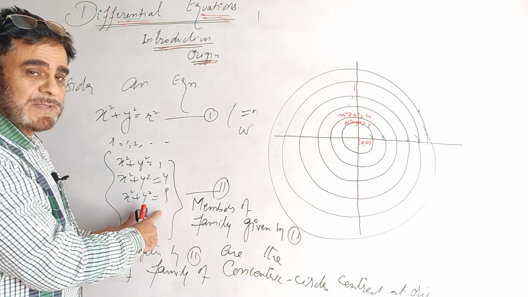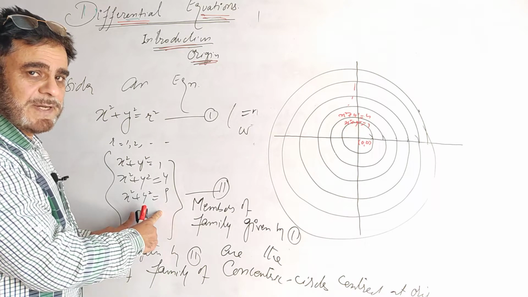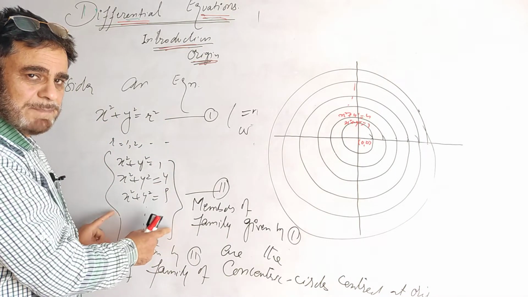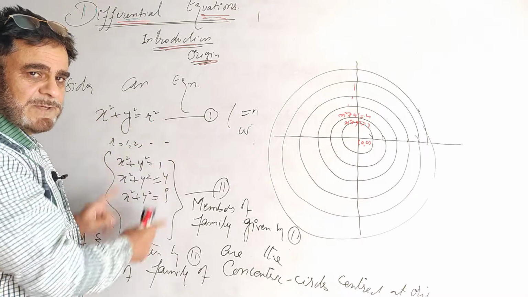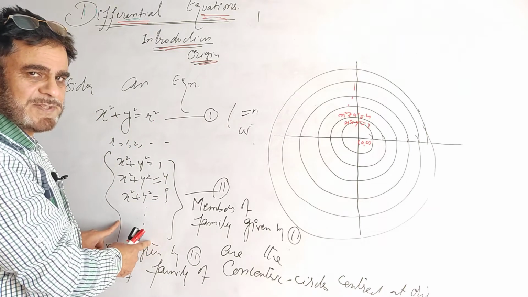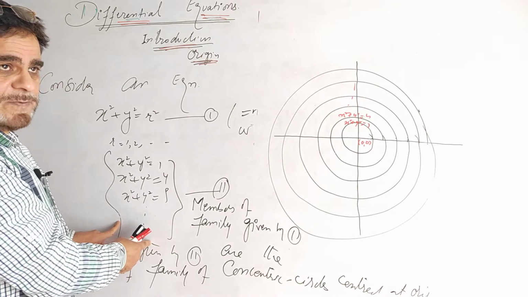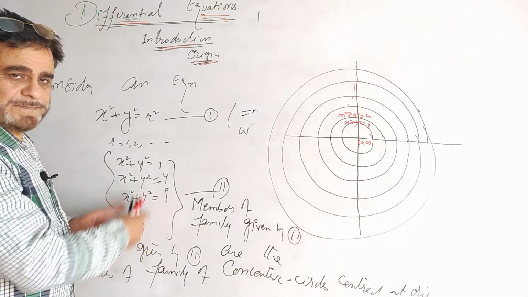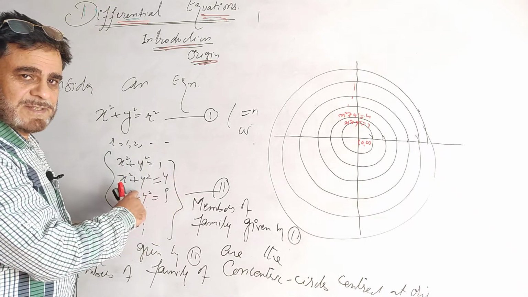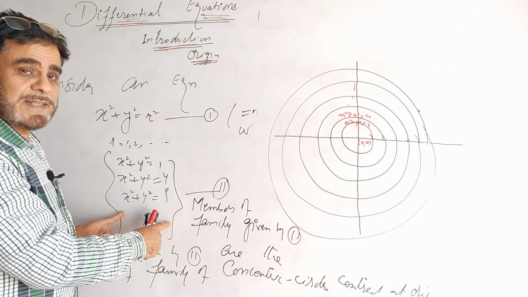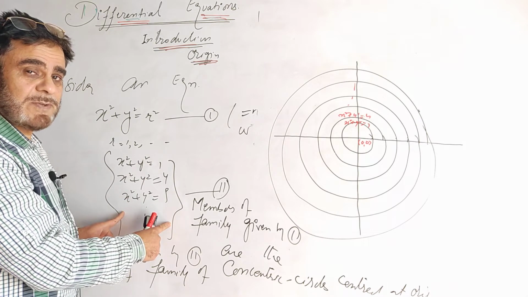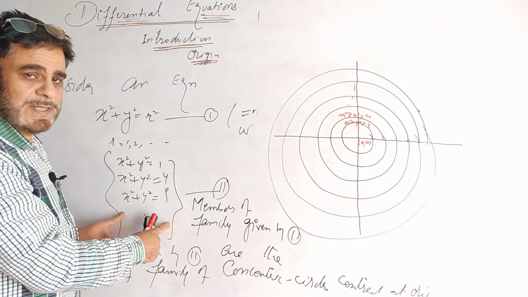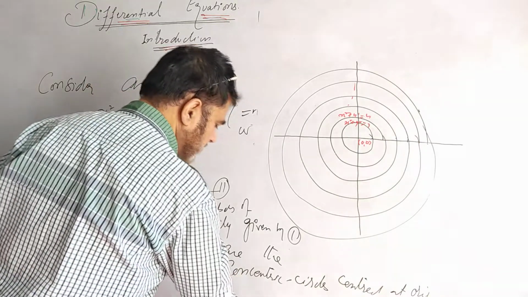So how do we find that equation which is satisfied by each member of the family given by this? These are the members of the family. We want to develop an equation. I will not name it a differential equation yet, I will just call it an equation. We want to find the equation which is satisfied by each member of this family, and that should not involve r. Why should it not involve r? Because r is different for each member of the family. Yes, this is my objective now.